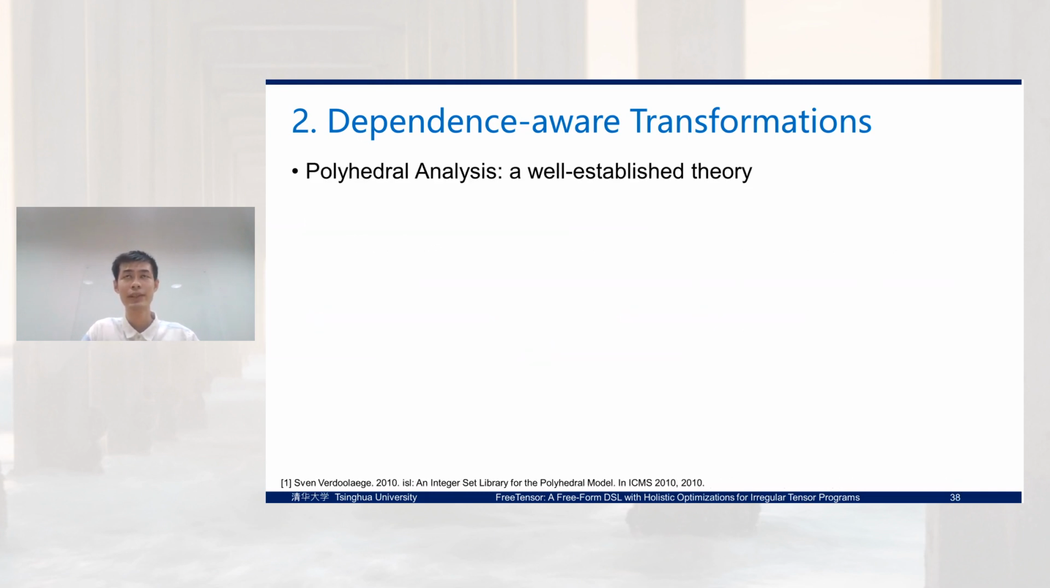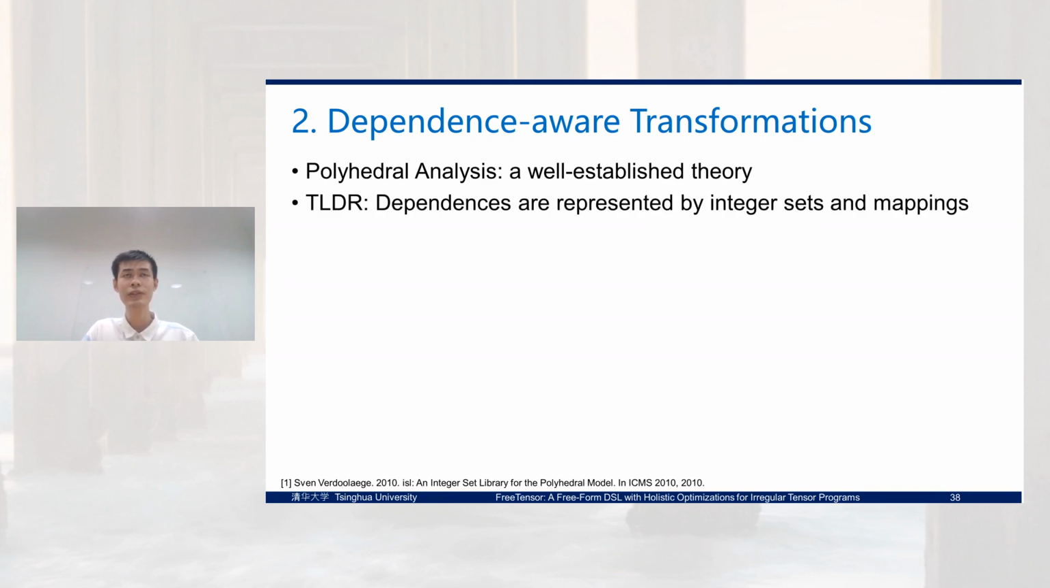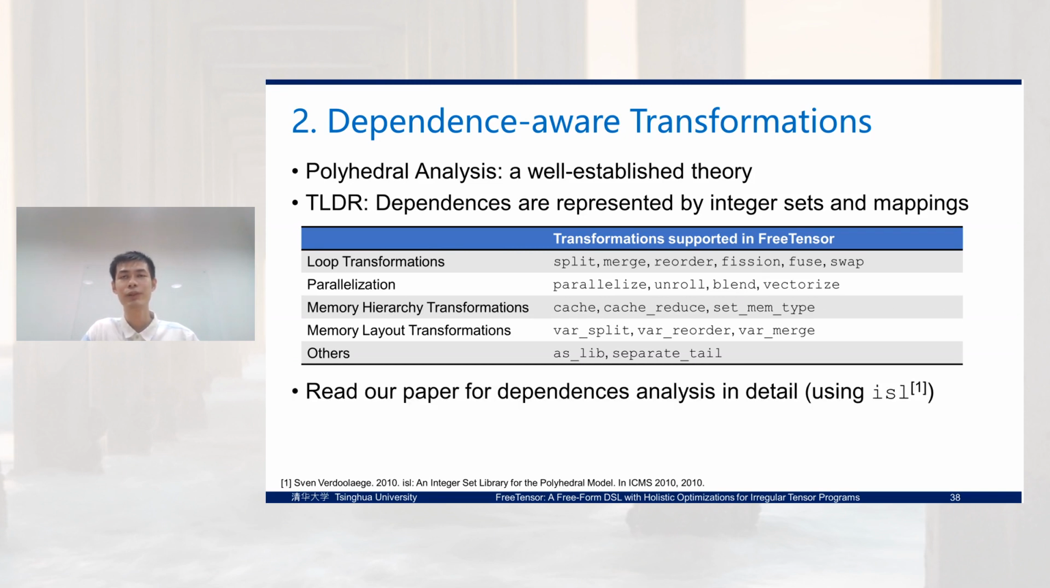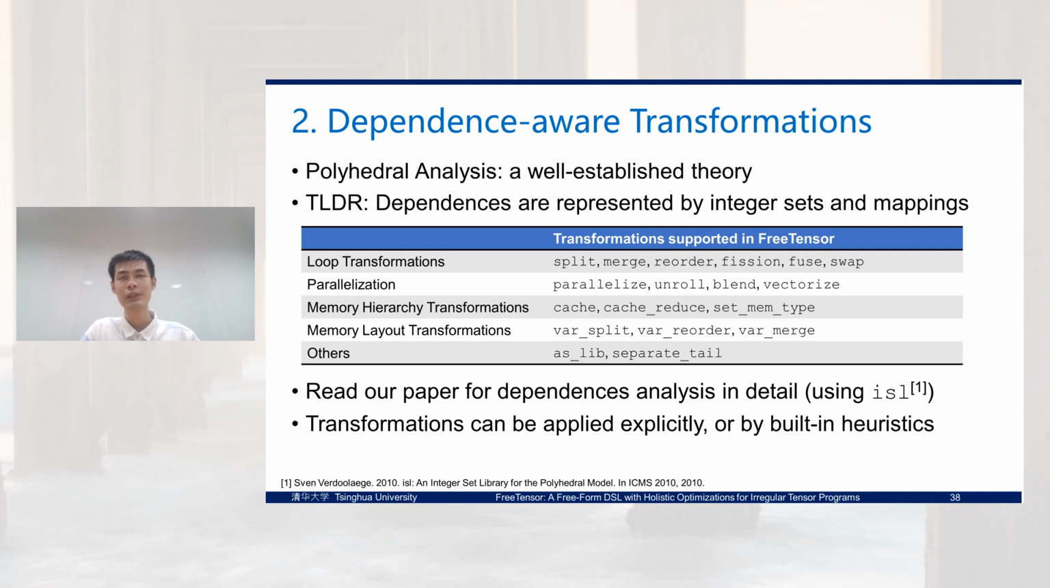We make use of polyhedral analysis to analyze the dependencies in a program to apply safe transformations. Polyhedral analysis is a well-established theory for dependence analysis. In short, the dependencies are represented by integer sets and their mappings, which can be solved mathematically. We support various transformations in FreeTensor. For example, the split transformation splits a loop into 2 nested loops. In FreeTensor, we use the ISL library to analyze for these transformations. You can read our paper for more detail. These transformations can be applied by users explicitly or can be done automatically using our built-in heuristics.